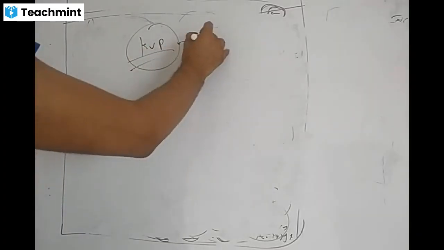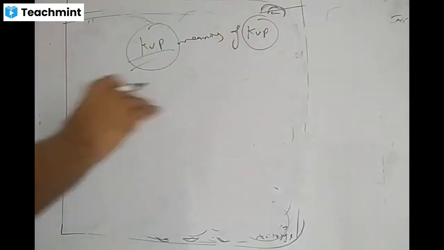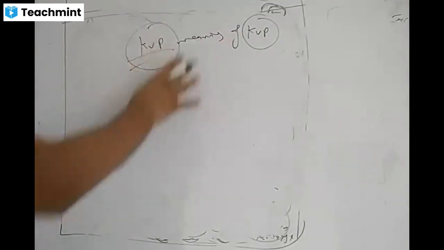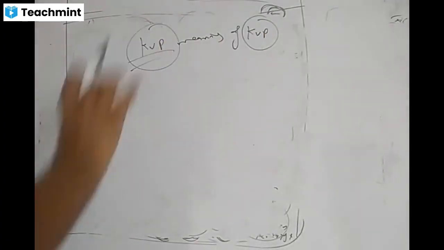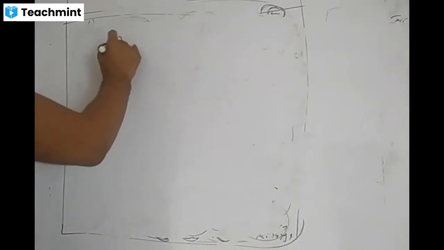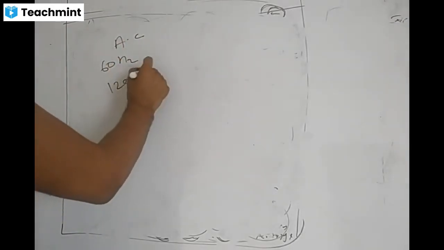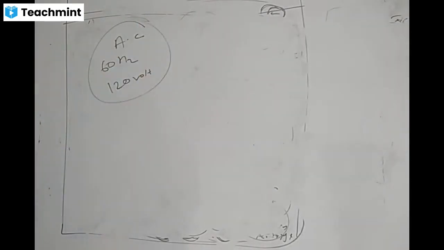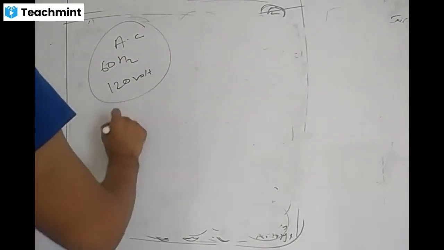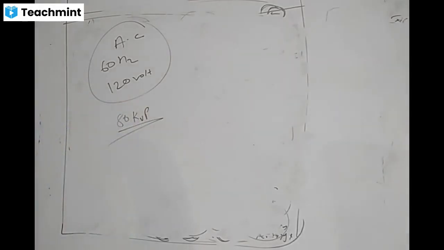What is the meaning of kVp? We have studied that kVp is the potential difference applying the pulling force. What is the exact meaning of kVp? Alternating current coming at 60 Hz and 120 volt. If I say 80 kVp, 80 kilovolt, what is the meaning of this 80 kilovolt?